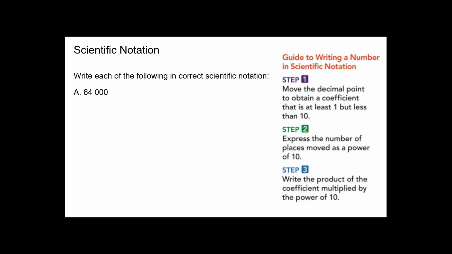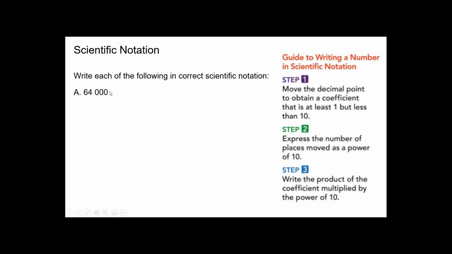Scientific notation. So now we're going to write out scientific notation. Let's take a look at the steps. Move the decimal point to obtain a coefficient that is at least 1, but less than 10. Express the number of places moved as a power of 10. Write the product of the coefficient multiplied by the power of 10. So let's take a look at this one and break it down.